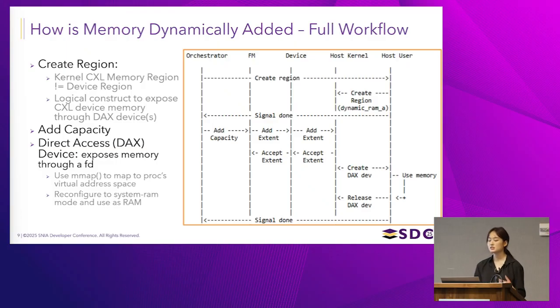The first method is to use it in DevDAX mode, where the device is exposed through a file descriptor, and you can use mmap to map it to your process's address space. And then when you're done, you can unmap it and then release the DAX device and release the extents backing it. The second option is to reconfigure it to system RAM mode.